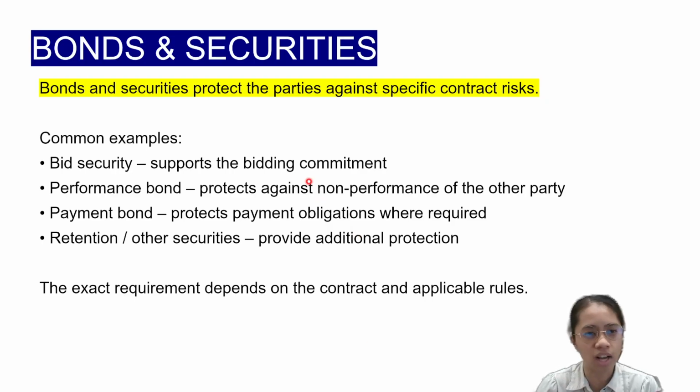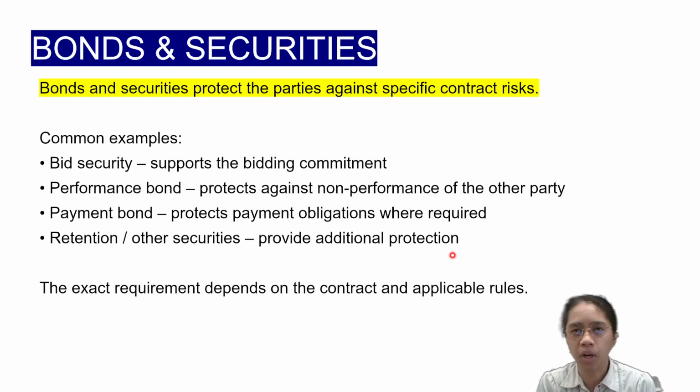Also part of the contract, wherein bonds and securities protect the parties, both of the parties, against specific contract risk. So common examples of the bonds and securities are the following: bid security, which supports the bidding commitment; performance bond, which protects against the non-performance of the other party; payment bond protects payment obligations where required; and retention or other securities provide additional protection. Again, clauses about bonds and securities are included in the contract. Also, this is included in the contract in detail.